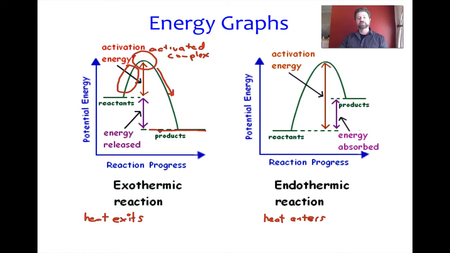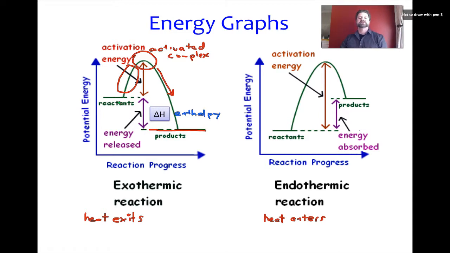Now, there is a difference between the reactant energy level and the product energy level, and that energy released has a symbol. It's called delta H, and it represents this second E word, enthalpy. We'll have more on that in just a minute. Enthalpy.